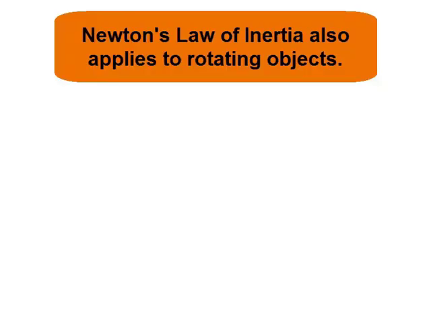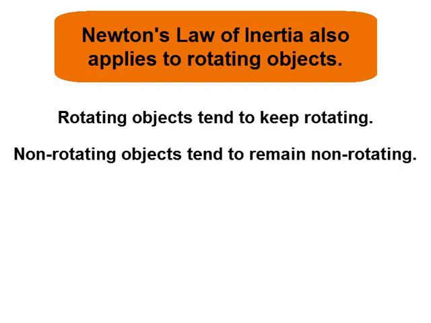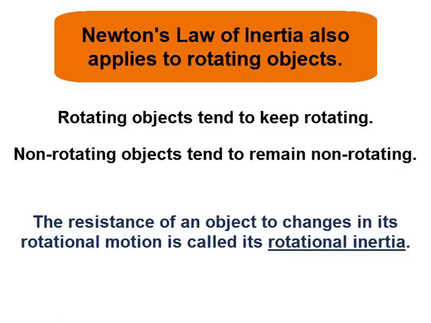Newton's first law, the law of inertia, applies to rotating objects. Rotating objects tend to keep rotating, while non-rotating objects tend to remain non-rotating. The resistance of an object to changes in its rotational motion is called rotational inertia.